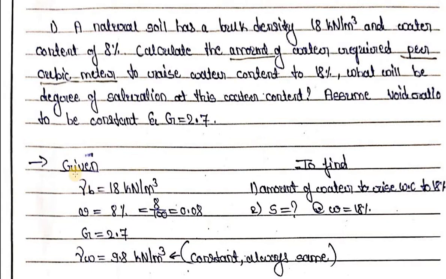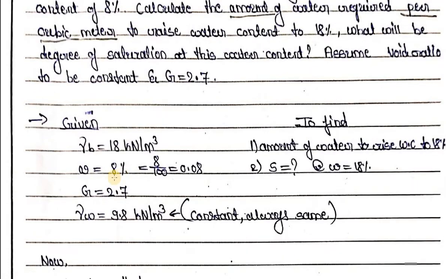You can observe one thing over here. What they said is that there is already 8% of water content. The amount of water we have to add is such that water content should be raised to 18%. So what will be the degree of saturation at this water content? So bulk unit weight is equal to 18 kilonewton per meter cube, which they have given. So it is given over here. Initial water content, meaning the water content which is already present, is 8%, that is 0.08. Further, G is equal to 2.7.